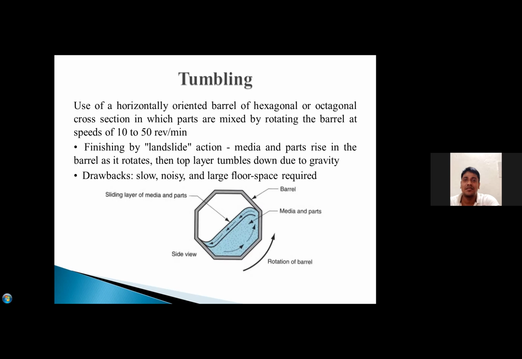Here a cross-sectional view is shown and the rotation is anti-clockwise. When the barrel rotates in an anti-clockwise direction, the particles of this media go in an upward direction and then fall in a downward direction. This has some drawbacks: slow, noisy, large floor space required. And the barrel rotation of this system is 10 to 15 revolutions per minute.